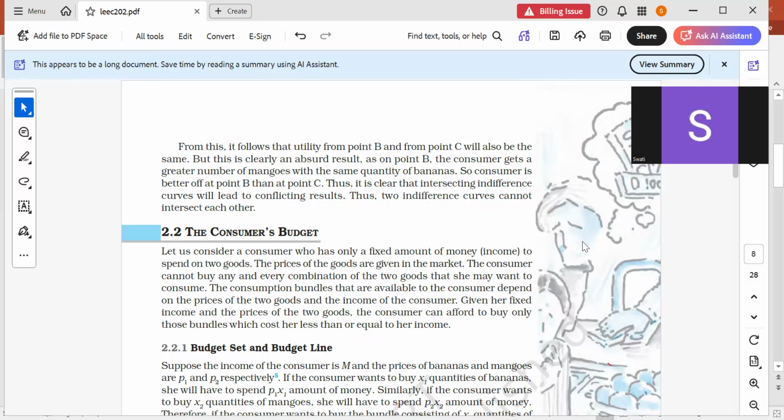And so we were discussing chapter 2, theory of consumer behavior. So far we have discussed the utility part, the preferences of a consumer, and how we can look at the consumer's preferences using the indifference curve. Today we will consider the next part, that is the consumer's budget. The consumer budget is a constraint that any consumer faces.